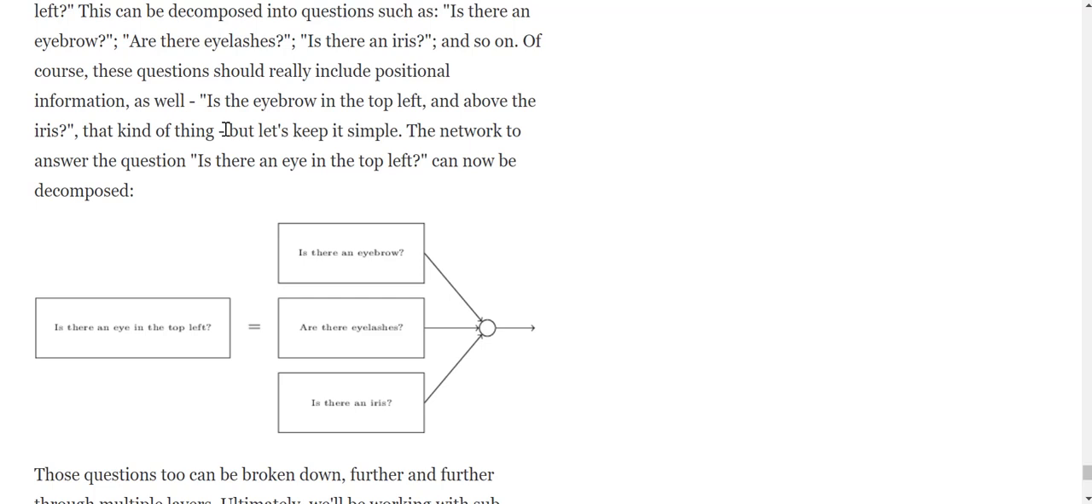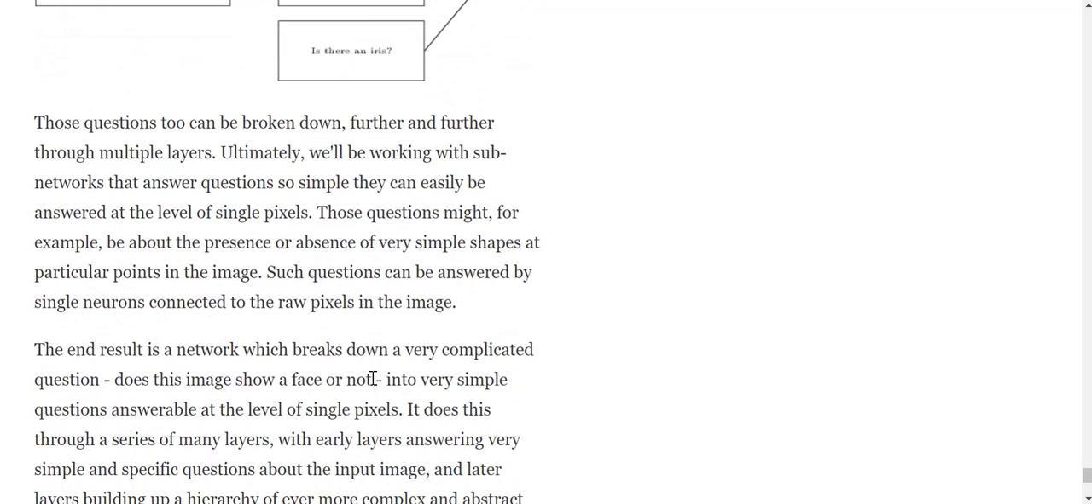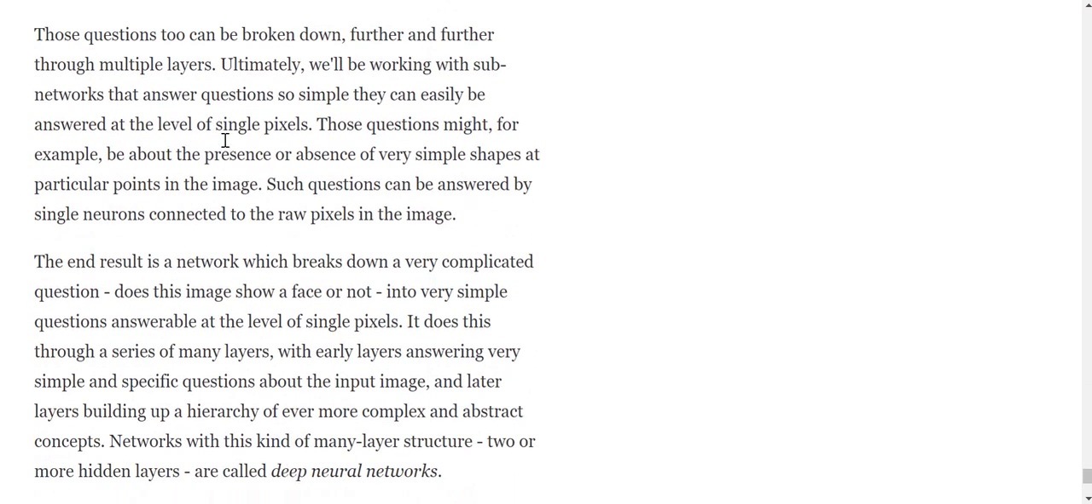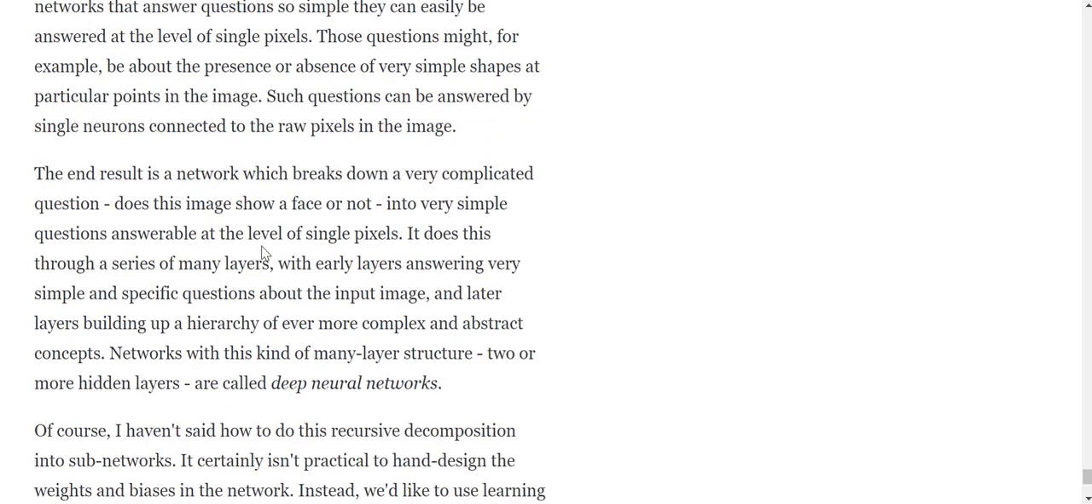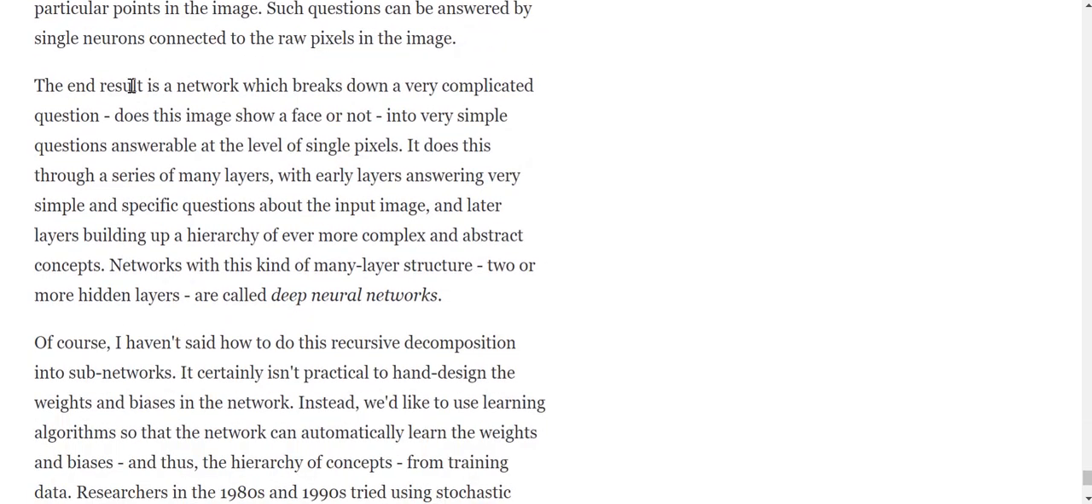The network to answer the question, is there an eyeball on the top left, can now be decomposed into these three questions. Those questions can too be broken down further and further through multiple layers. Ultimately, we will be working with subnetworks that answer questions so simple that they can easily be answered at the level of a single pixel. Those questions might, for example, be about the presence or absence of very simple shapes at particular points in the images. Such questions can be answered by single neurons connected to raw pixels in the image.